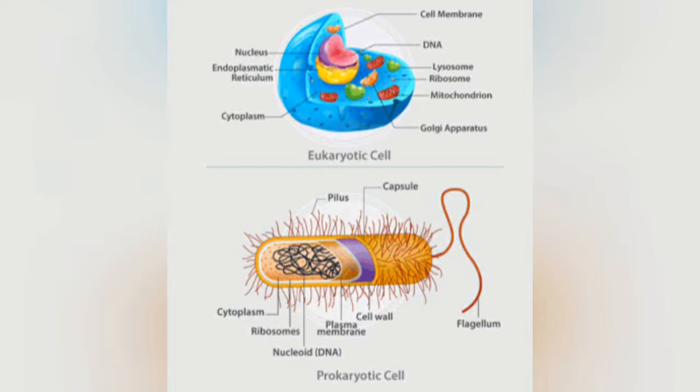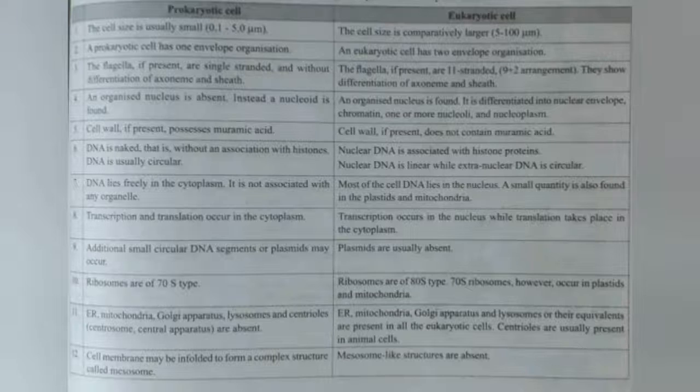In prokaryotes, if the flagella is present, then it is single stranded and without differentiation of axon and sheath. If flagella is present in the eukaryotes, they are 11 stranded, that is 9 plus 2 arrangement. They show differentiation of axon and the sheath. An organized nucleus is absent in case of prokaryotes. The organized nucleus will be absent and instead a nucleoid will be found there. And in case of eukaryotes, an organized nucleus will be found and it is differentiated into nuclear envelope, chromatin, one or more nucleoli, as well as nucleoplasm.